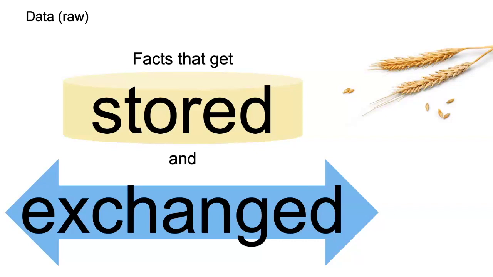Well, we use the wheat in two ways, basically. We store it and we exchange it, right? So we can store the data somewhere. You might have computers in a data center or wherever, and you store the data there. This is one place where you can store that wheat.